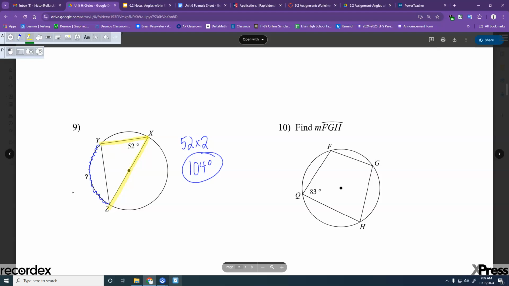Okay, and then over here we've got this angle right here. The arc that goes with it is the arc that goes from end point to end point, right? And we've got FGH is what they're asking us for. FGH, that is that arc, right? What do we need to do to get that arc? Multiply it by 2. So we'll do 83 times 2, and that will give us 166. Is that right?